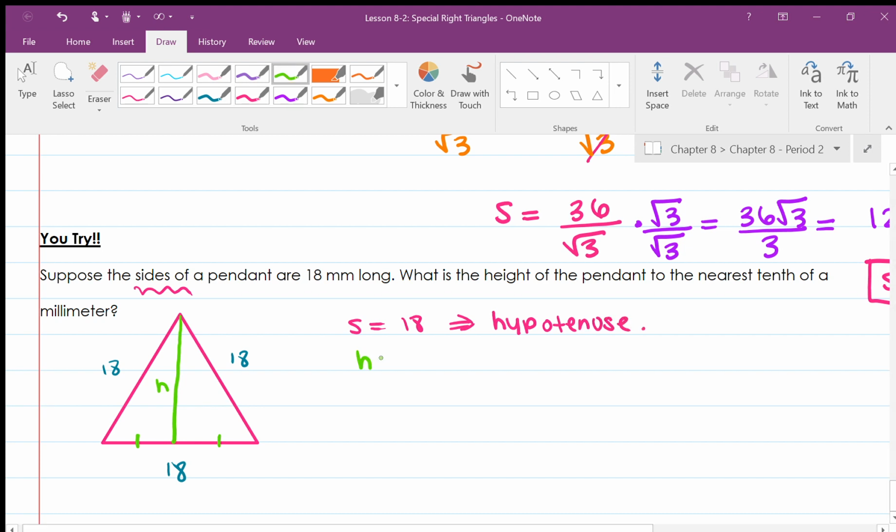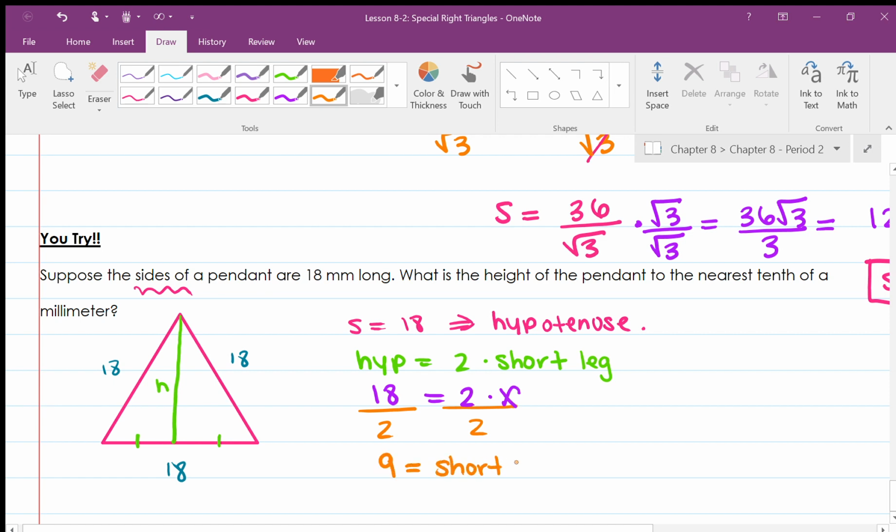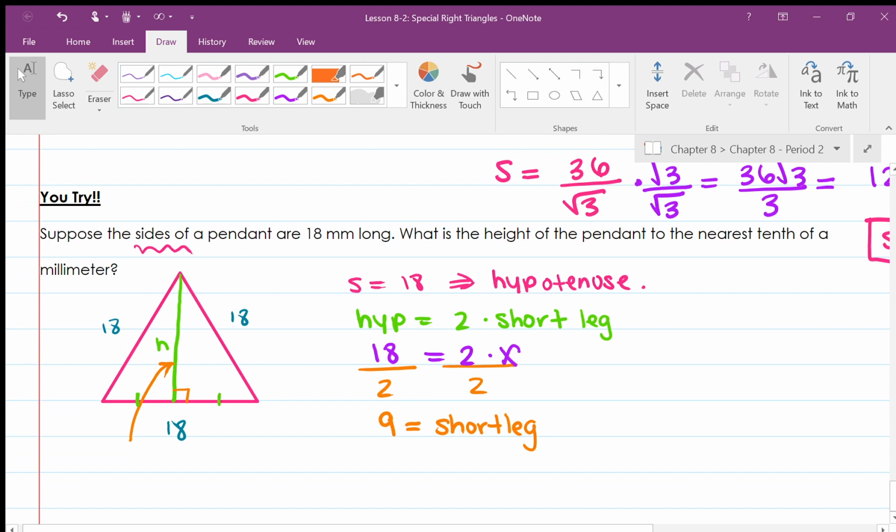Okay, so we know that our hypotenuse is equal to 2 times our short leg, or you can say, because our hypotenuse is 18, it's 2 times, we'll call our short leg x, and then in order to solve here, you're going to divide by 2. So then 9 is equal to our short leg. But that's still not answering the question because they're asking for the height of the pendant, which is in fact our long leg here. So we would have to take this short leg and apply it to our longer leg formula. So I'm doing this in 2 steps.